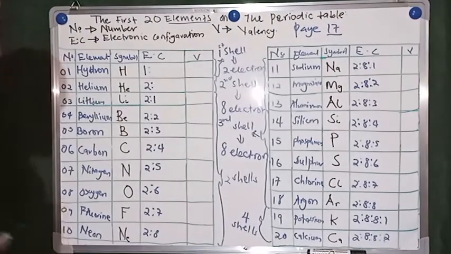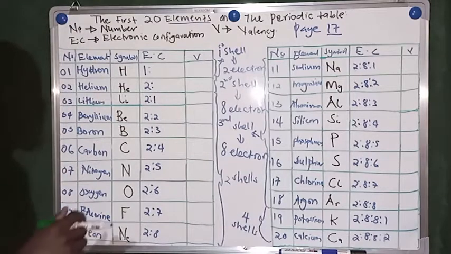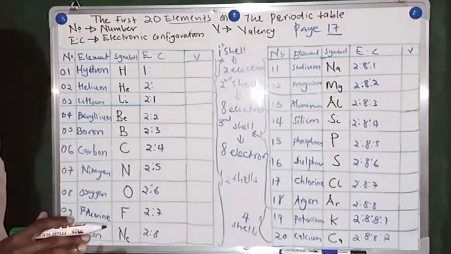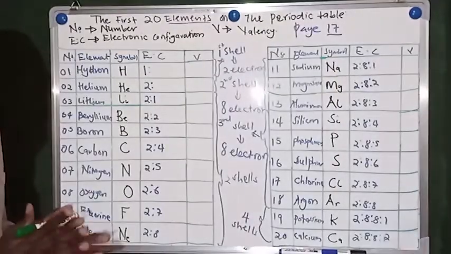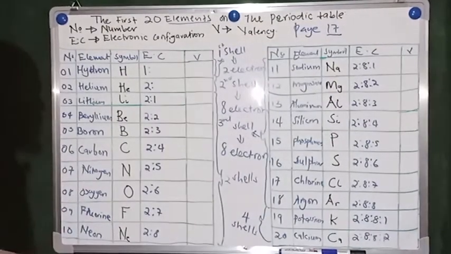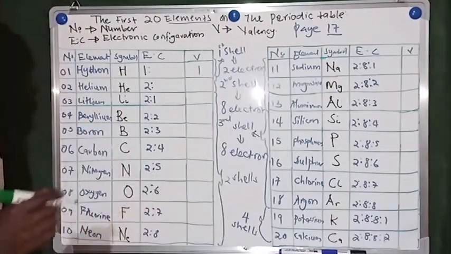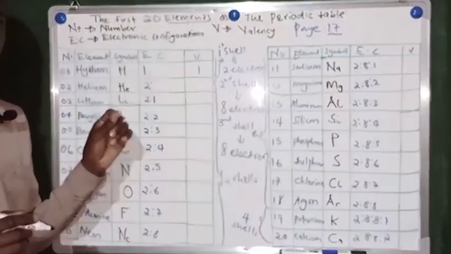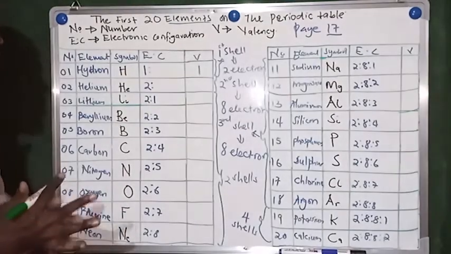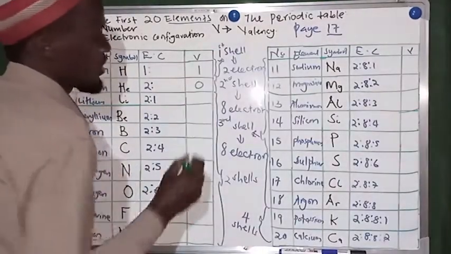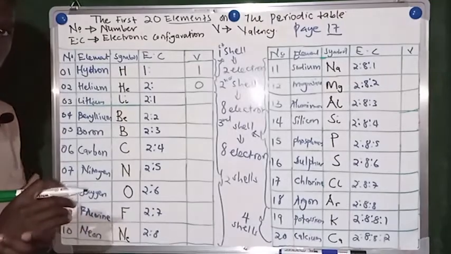Now, next step, we are going to see how we write the valences. Valences are written depending on the number in the last shell. For example, here the last shell has 1, so we write 1. Now, this one, the last shell has 2 and can only hold 2. It means that the combining power of this element is 0. Whenever you have the last shell full, the combining power is 0.